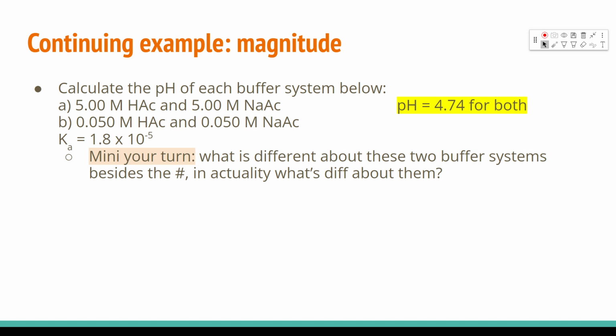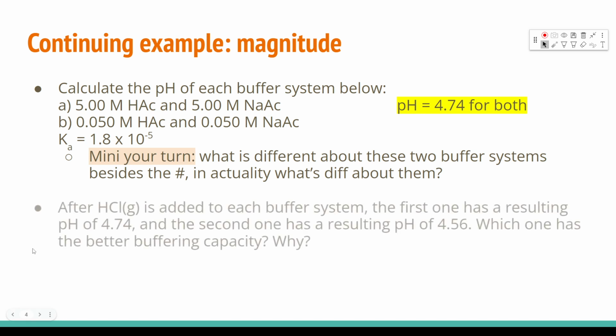Alrighty, so what's different about them? Well, let's say we had the same amount of volume in both of our containers that they're held in. That means the number of moles is what's different about these two buffer systems, because remember, molarity is moles per liter. And so we have 5 moles per liter versus 0.05 moles per liter. And so buffer A has more moles of the acetic acid and its conjugate base versus buffer B. So that is what's different about them.